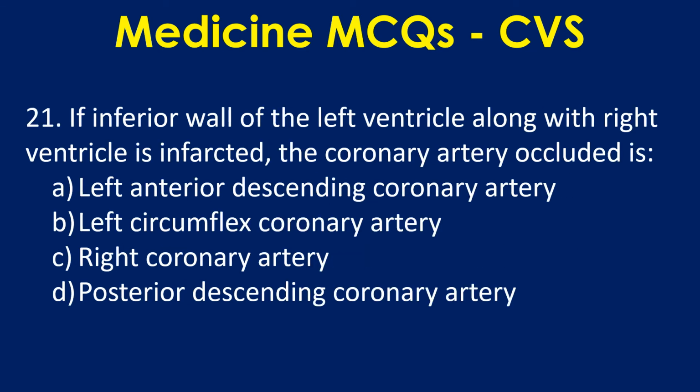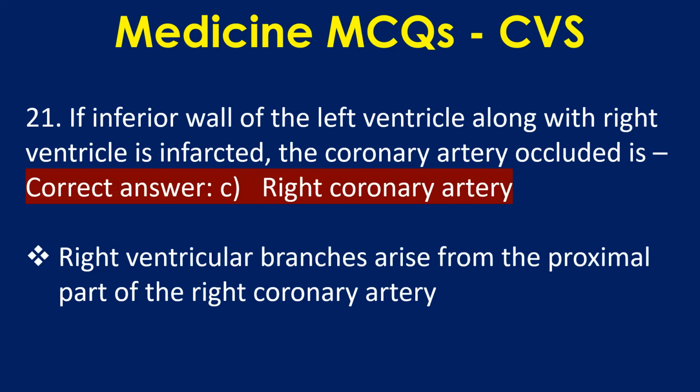If the inferior wall of the left ventricle along with the right ventricle is infarcted, the coronary artery occluded is A. Left anterior descending coronary artery, B. Left circumflex coronary artery, C. Right coronary artery, D. Posterior descending coronary artery. Correct answer C. Right coronary artery.